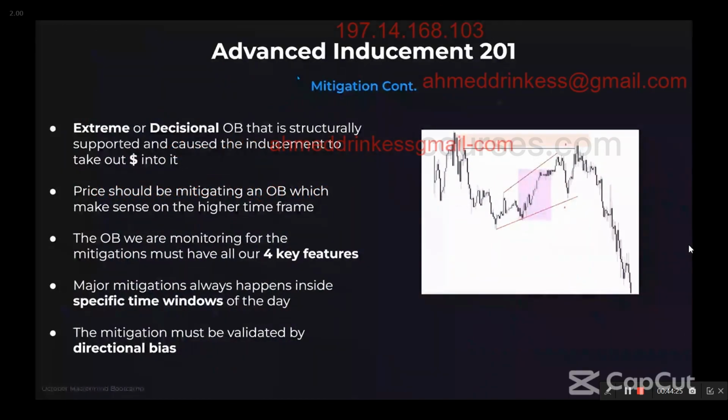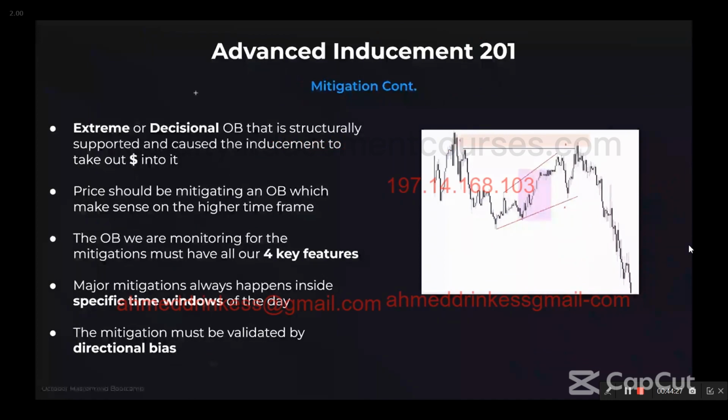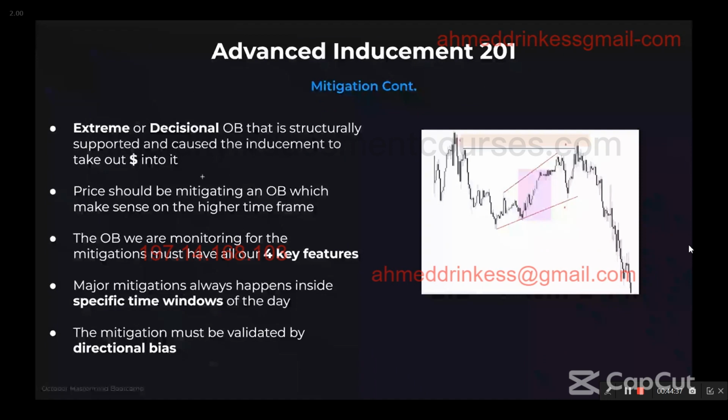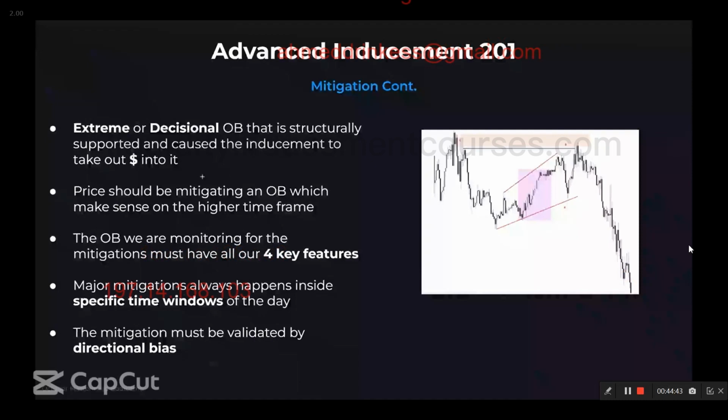The mitigation is just the extreme or decisional order block that is structurally supported and causes the inducement to take out liquidity into it. Again, everybody, what's the only order block that we know must get mitigated? The largest order block is the only one we know needs to get mitigated.